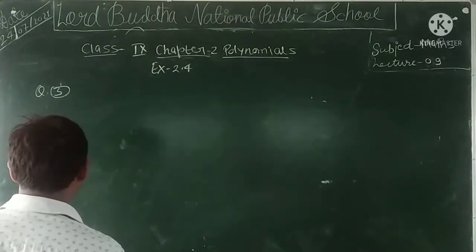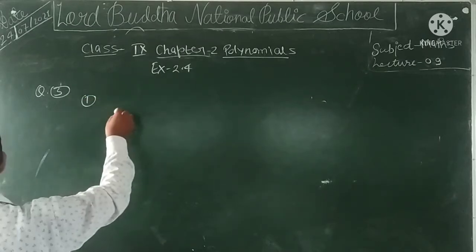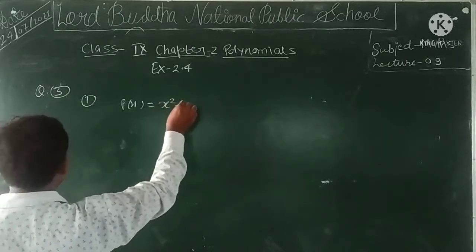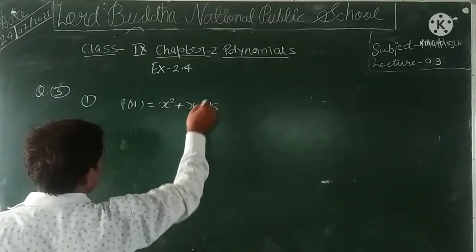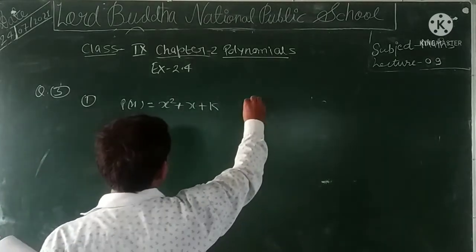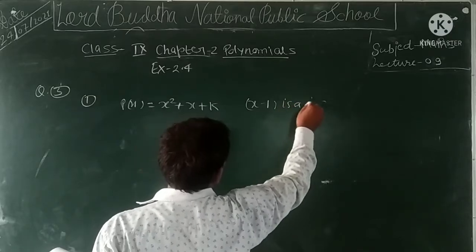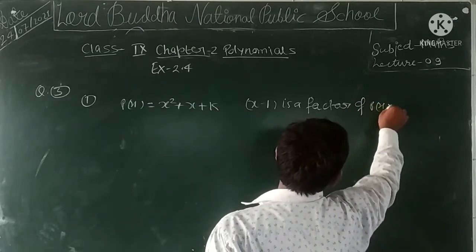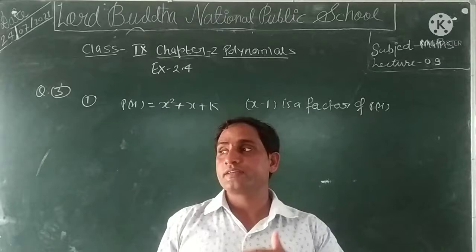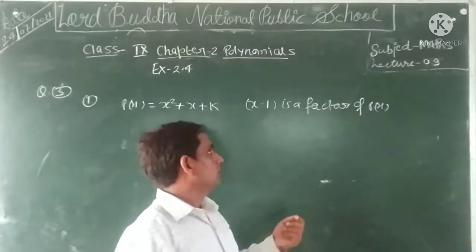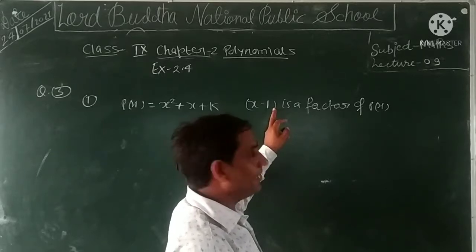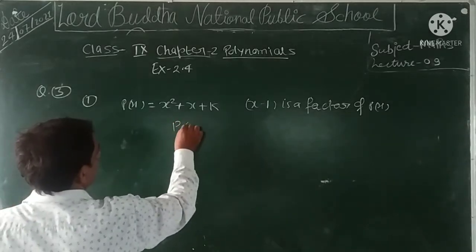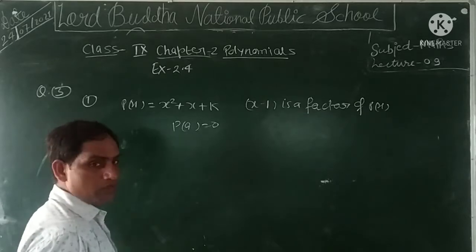Question number 3, first part: p(x) equals x square plus x plus k. It is given that x minus 1 is a factor of p(x). If x minus 1 is a factor of p(x) and we put x equal to a in this polynomial, then p(a) will be equal to 0, according to the factor theorem.